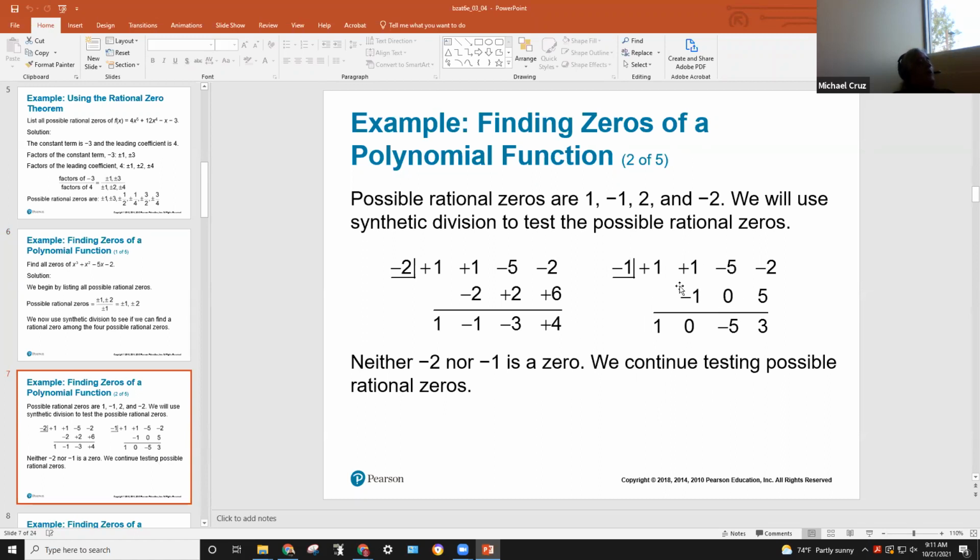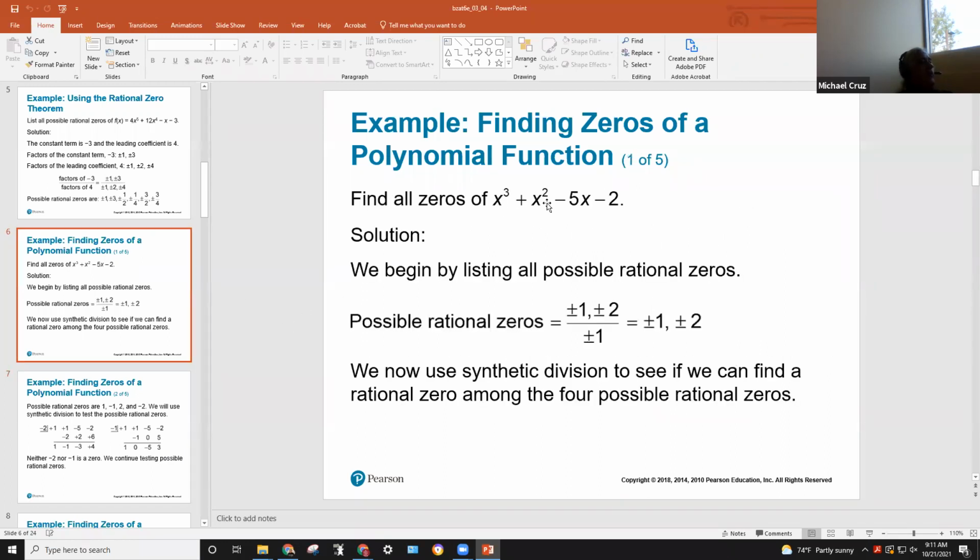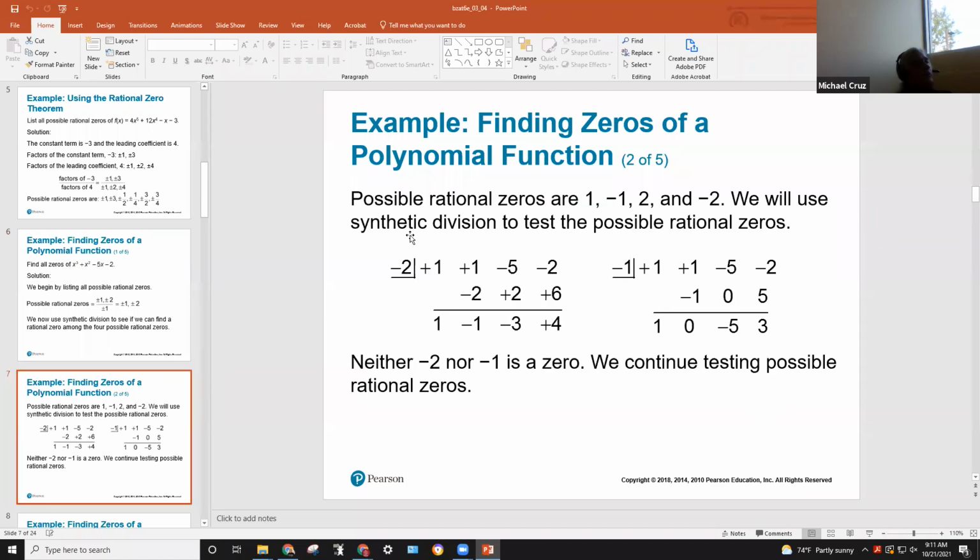All right, so they start out with negative 2, okay? So you remember the way that synthetic division works? You put the coefficients 1, 1, negative 5, 2, and then the negative 2, the first one we're looking at, goes in that little block. We bring down that 1 and then start multiplying. Negative 2 times 1 is negative 2. Add them up, negative 1. Negative 2 times negative 1 is positive 2. Add them up, negative 3. Negative 2 times negative 3 is positive 6. Add up 2 and 6 to get positive 4.